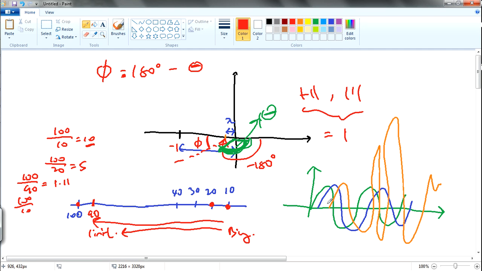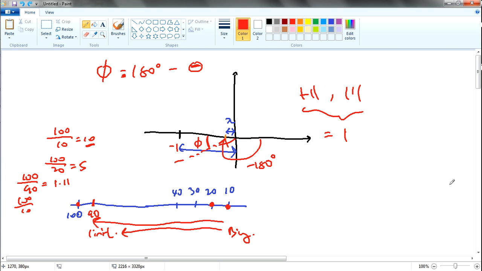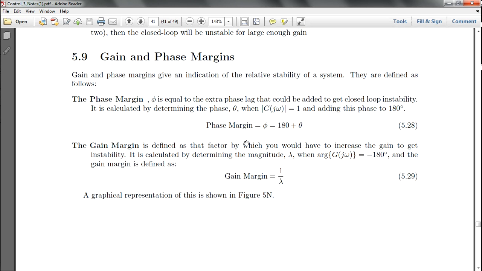So the distance from this point to this point is actually phi, right? So how much more can you allow, so to speak, before it actually reaches instability? Because if you reach negative 180 degrees out of phase, the whole system will go unstable. I cannot prove it to you in MATLAB, but this is just the meaning, although the meaning might not be that correct. But this is the thing that I believe.